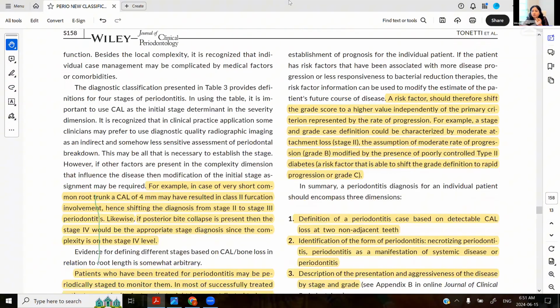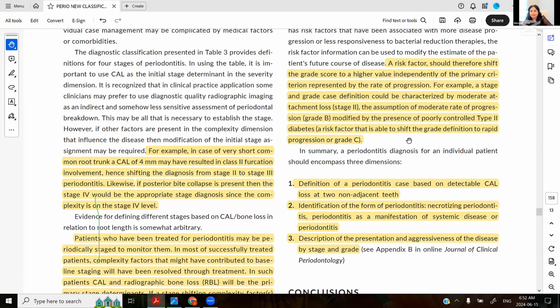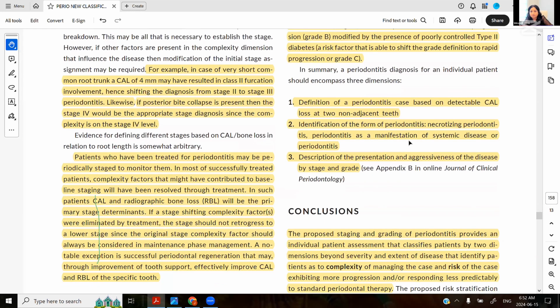So a risk factor should therefore shift the grade score to a higher value independently of the criteria represented by the rate of progression. For example, a stage and grade definition could be characterized by moderate attachment loss, which is stage 2, and the assumption of moderate rate of progression modified by the presence of poorly controlled type 2 diabetes, a risk factor that is able to shift the grade definition to rapid progression or grade C. We're coming to grades now.